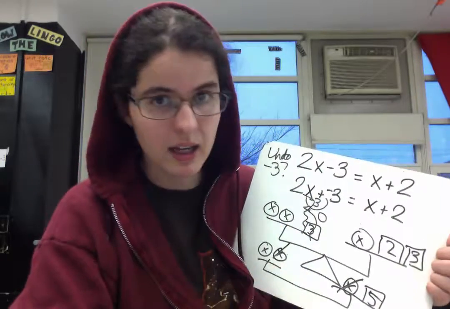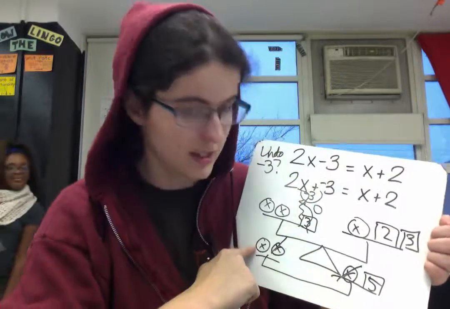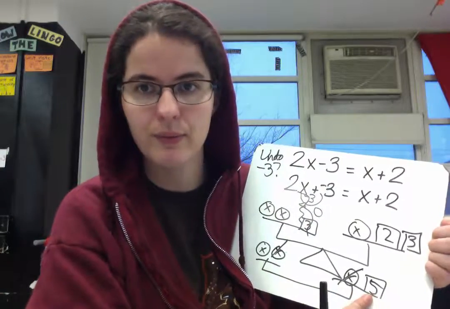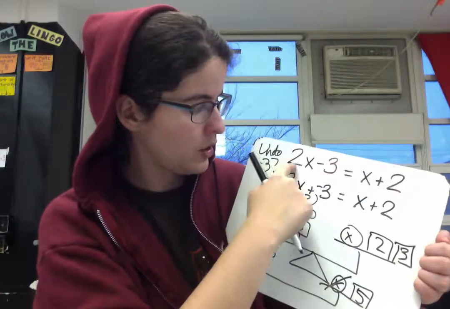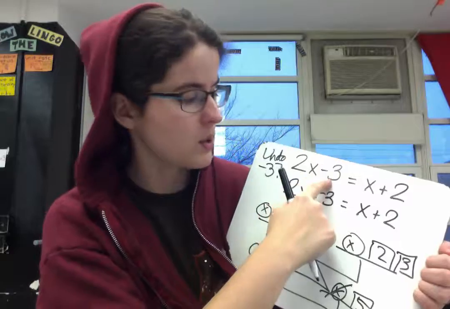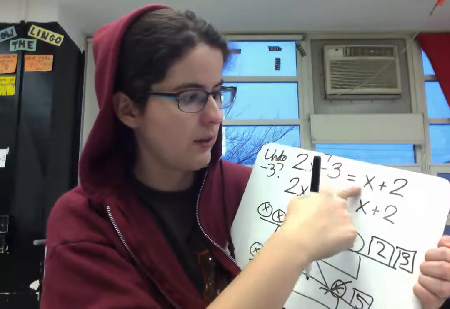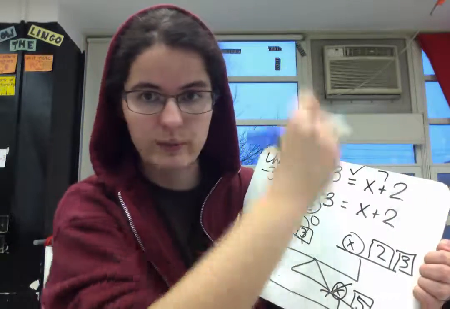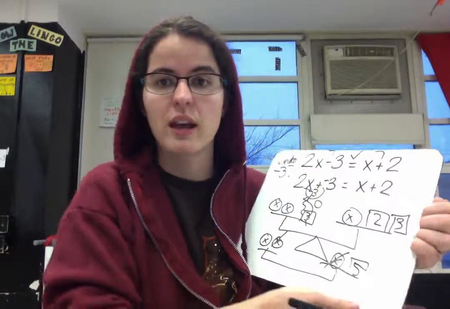Take x off of both sides so that we are keeping balanced. That means x would have to be 5. And you could plug that back in. 2 times 5 is 10. 10 minus 3 is 7. 5 plus 2 is 7. Check. So that's a way we can start to approach minuses, minus terms.